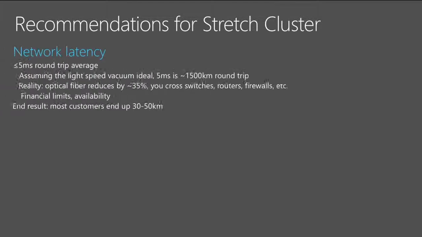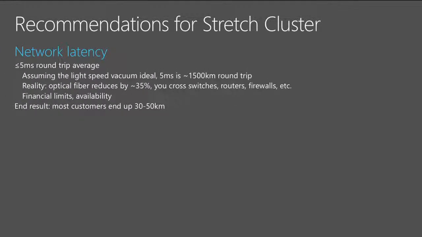Now some recommendations. Network latency. The next question everybody asks is how far apart can they be? Well, if you're talking to Albert Einstein, it can be 1,500 kilometers, as long as you put your servers in outer space, on the International Space Station. We want 5 milliseconds or less of round-trip latency, and that works out to, at the speed of light, 1,500 kilometers.